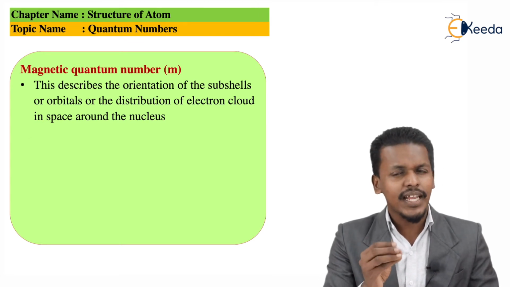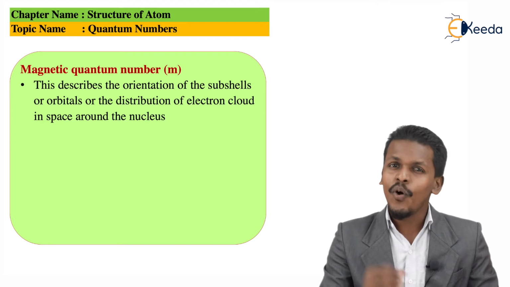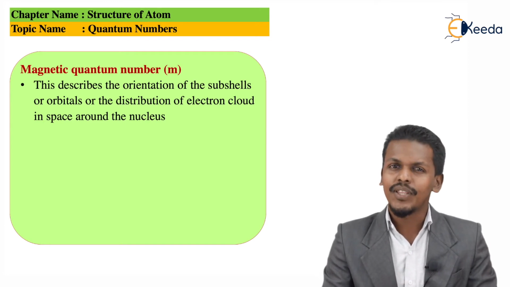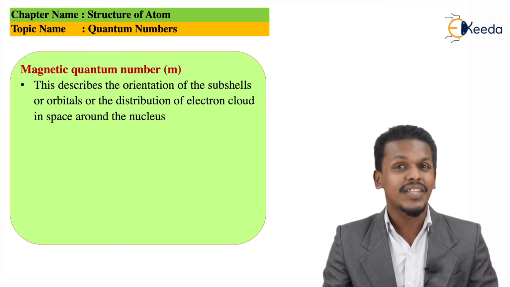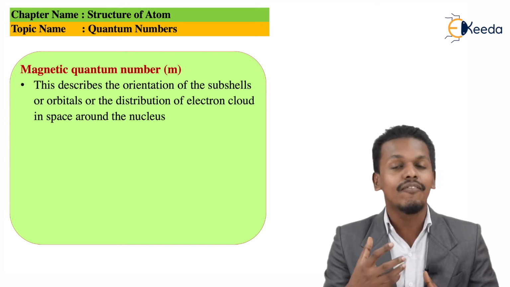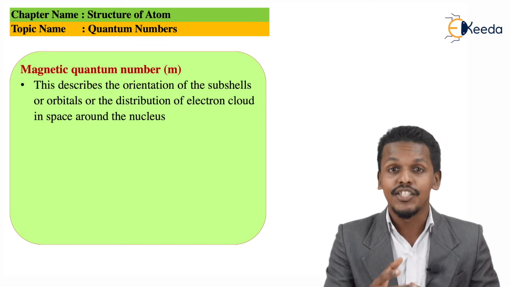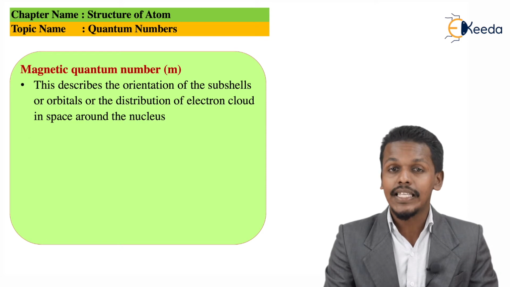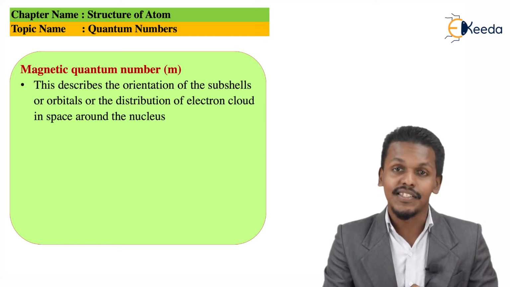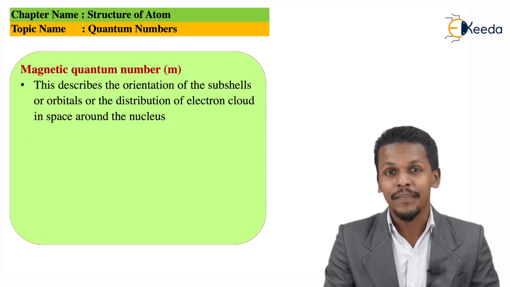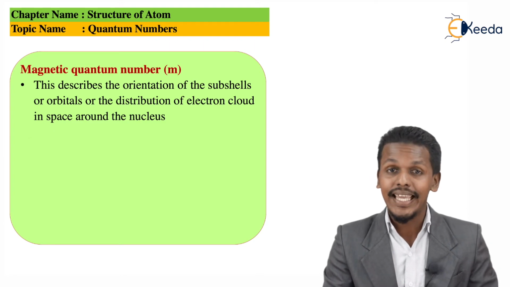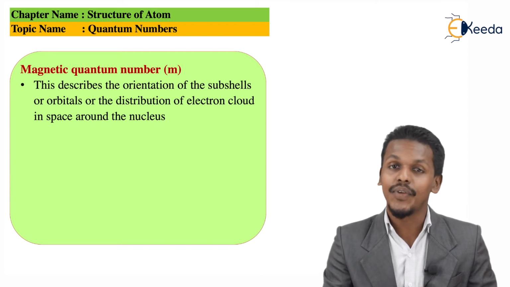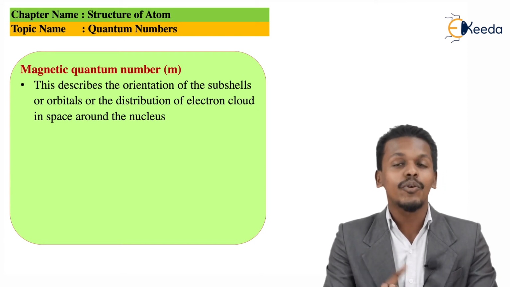Suppose I consider the s subshell. As I know, the value of l is 0, so the magnetic quantum number will be 0, giving us only one permissible value, and that's the reason the s subshell consists of only one orbital. For p we get 3 orbitals, for d we get 5, and for f we get 7. So this was related to the magnetic quantum number.